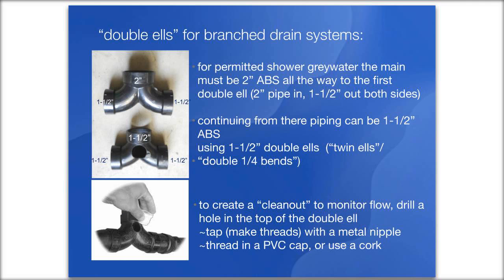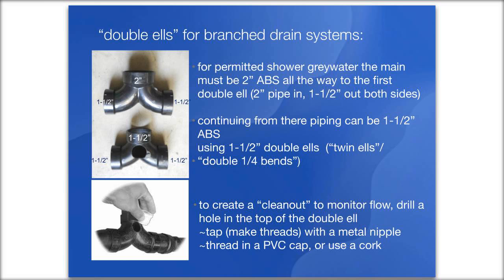Okay, so double L's you will be using in branch drain systems if that's the kind of greywater you're installing. And as we said, if it's a permitted system, from a shower or a tub, it will be 2 inches coming out to the garden, and you can drop into a 2-inch by 1.5 by 1.5 double L, and that way you have 2-inch going all the way up to that first split. And then after that, you can use just regular 1.5 double L's, where all 3 openings are 1.5.